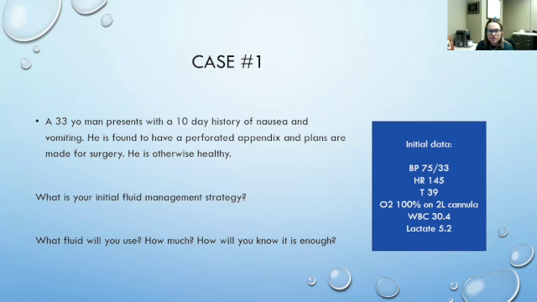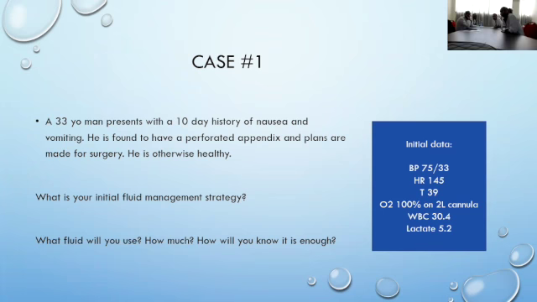For this first case, you have a young man who comes in with lots of nausea and vomiting. He has a perforated appendix and he needs to come to your operating room for surgery. He's a healthy guy. I want you to talk, for about 2 minutes, about your initial fluid management strategy, including what you're going to use, how much you're going to use, and how you will know when it's enough and when you'll slow down your fluid administration. I gave you some initial lab data and vital signs data on this side of the screen, and we'll go from there.